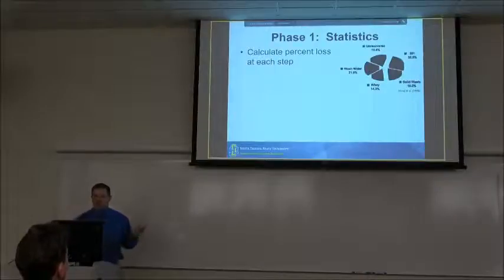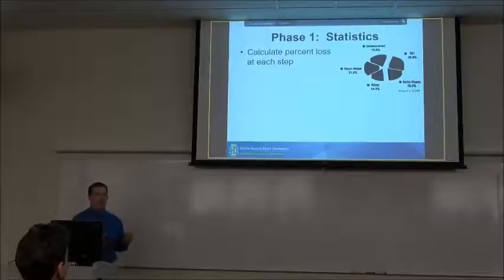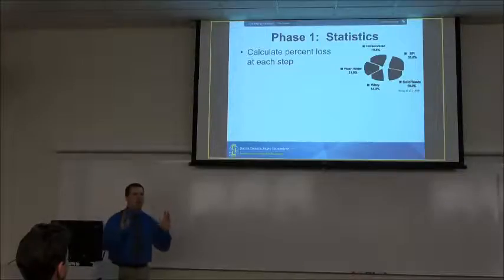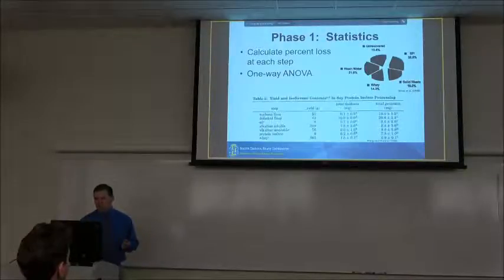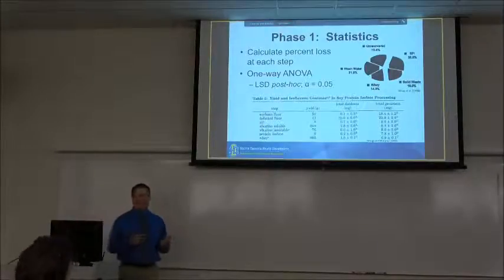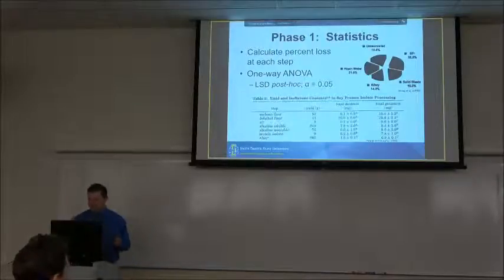So just some background statistics. We'll calculate a percent loss between each step in order to get a big, broad view of what's happening here, what steps are causing the most loss or the most change. And in order to determine if there are any differences occurring, we'll place these through a one-way analysis of variance. And if differences are found between these steps, we'll use a least significant difference test to determine where that's occurring.